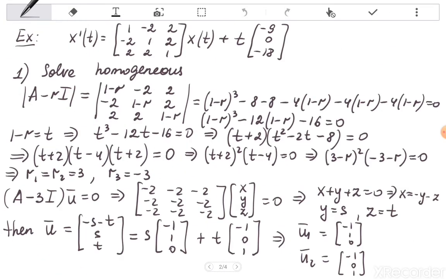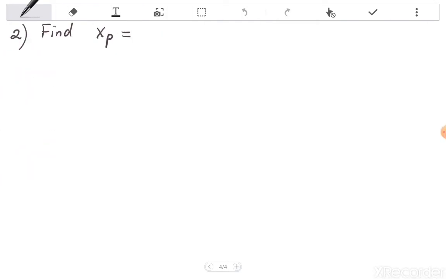So let's do this. The second step: find a particular solution of the system. And in which form do we find this particular solution? We look at our vector f, and we see that this is just t times some constant vector. So this is a linear polynomial, right? Therefore, the form of our xp will be the linear polynomial at plus b, where a is some vector.